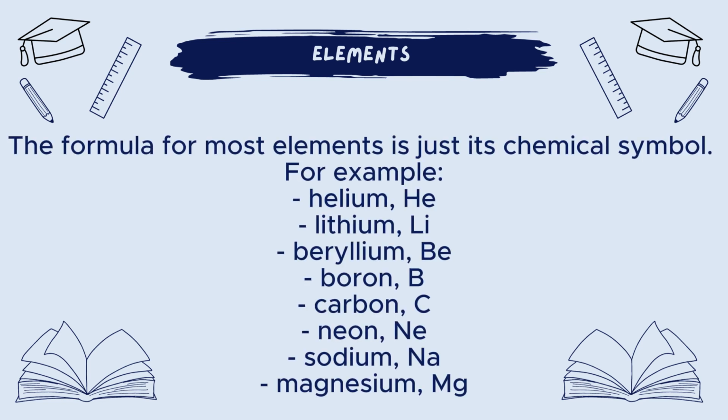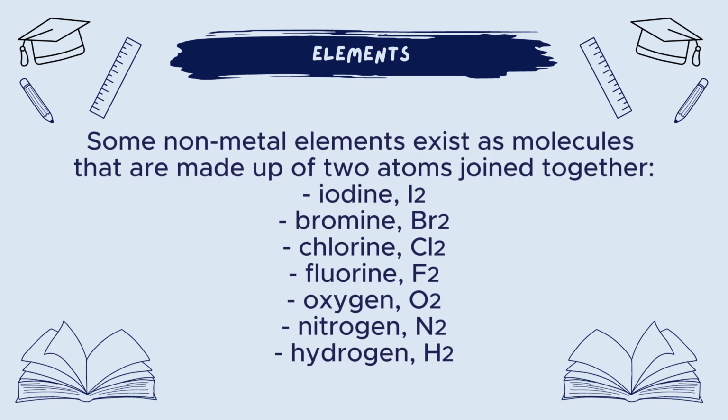Now, elements. The formula for most elements is just its chemical symbol. For example, helium is He, lithium is Li, and carbon is C. Some non-metal elements exist as molecules that are made up of two atoms joined together. For example, iodine is I2, fluorine is F2, and hydrogen is H2.